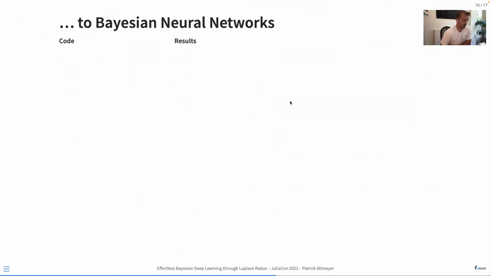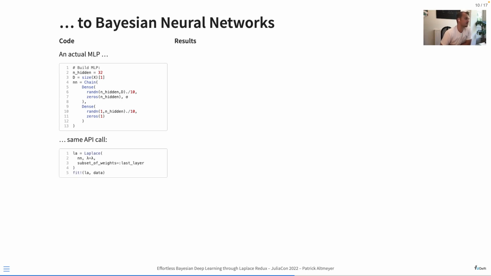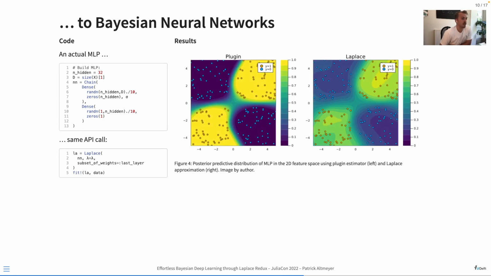These ideas carry over very easily to more complex settings. So here I use a slightly more involved neural network with actually a hidden layer. The API call is the same. And we also have a slightly more involved data set where the samples are not linearly separable. But again, we see on the left the plugin approximation, which is probably too confident in some regions, and on the right, the more conservative Laplace approximation.